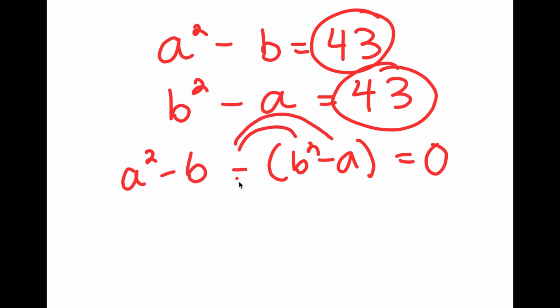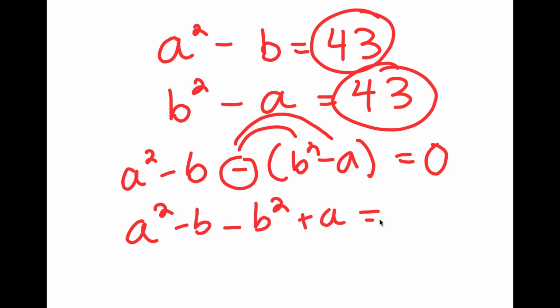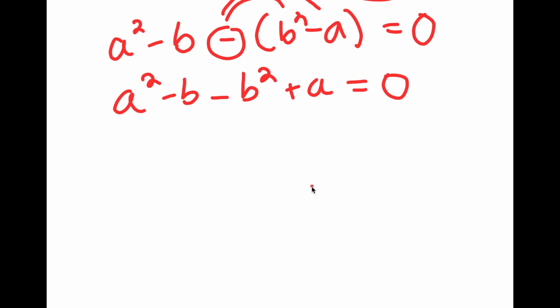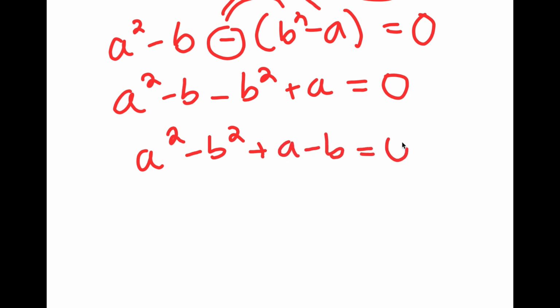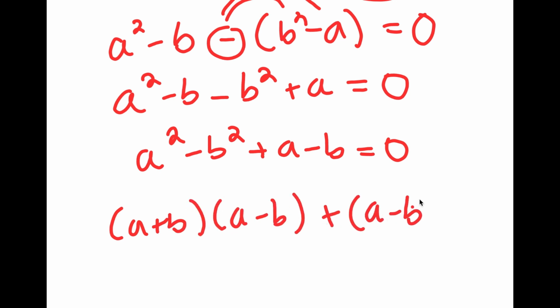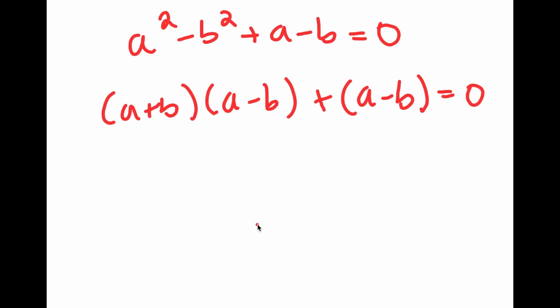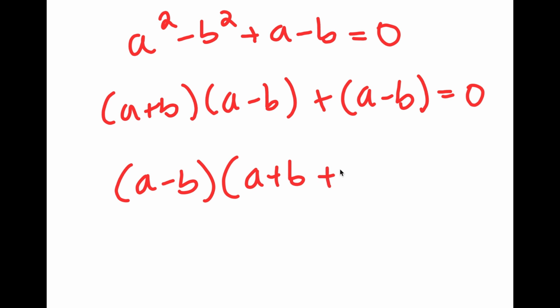So now we have this equation to solve. And to solve this equation, I'm going to first start by distributing the negative sign. So I get a squared minus b squared plus a is equal to 0. And now if I switch the order of this, I get a squared minus b squared plus a minus b is equal to 0. And a squared minus b squared, that's equal to a plus b times a minus b. And I have this plus a minus b is equal to 0. Now if I factor out a minus b, I get a minus b times a plus b plus 1.